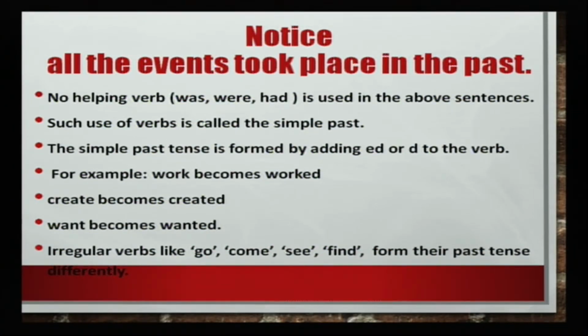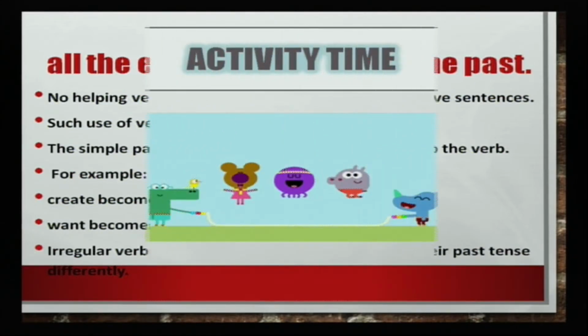Say for example, work has become worked, create has become created, want has become wanted, and irregular verbs like go, come, see have different past tenses. So, for go you would have went, for come you would have came, for see you would have seen, and for find you would have found. See, for see you would have saw.